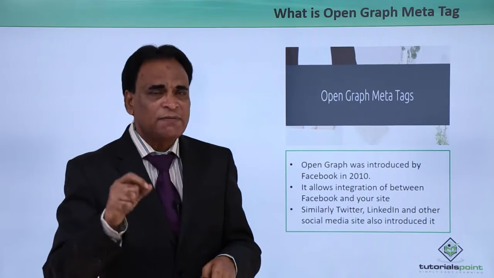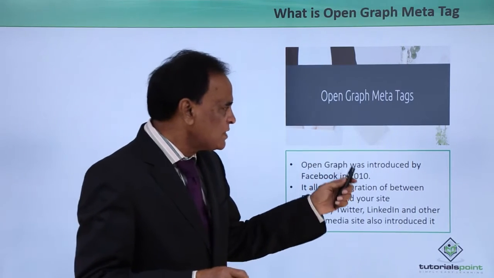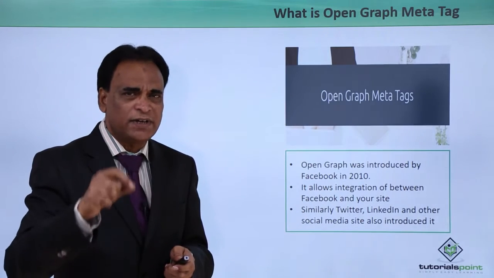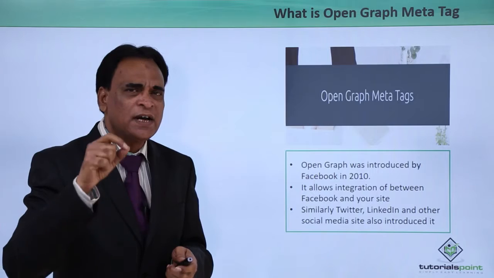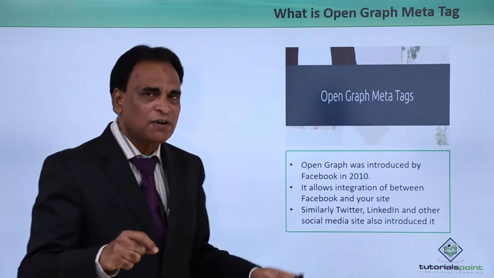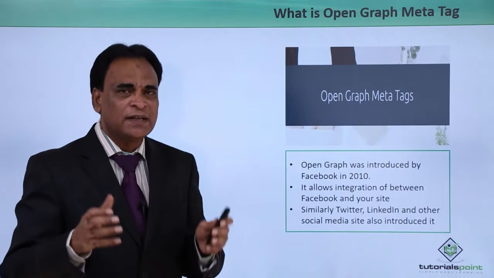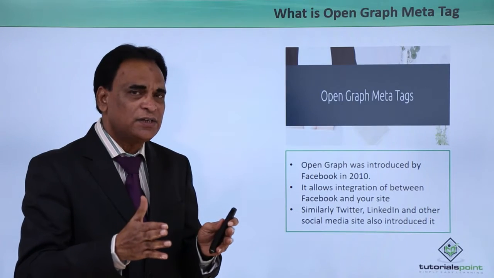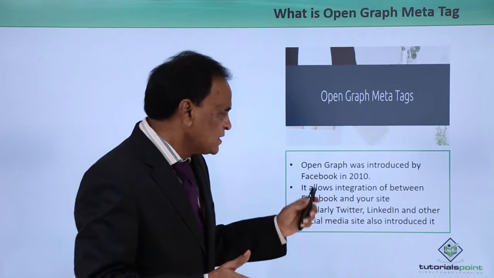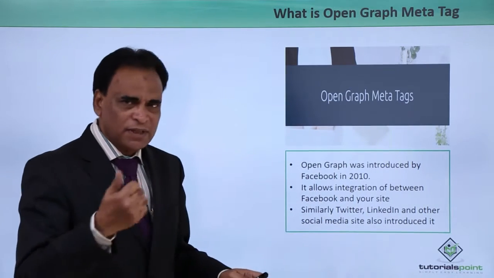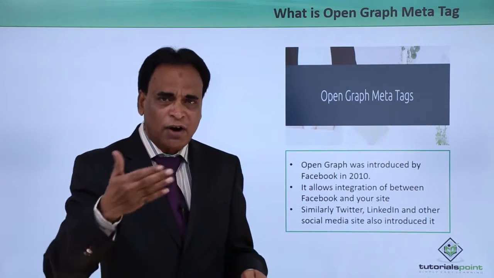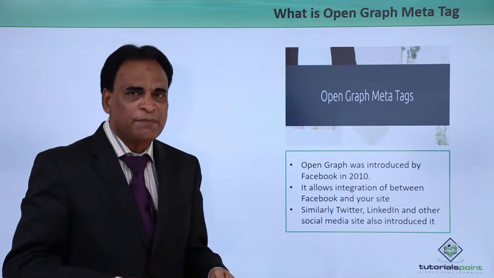What is Open Graph Meta Tag? Open Graph Meta Tag was introduced by Facebook in 2010. It is considered a very good practice. It offers a rich user experience. It allows an integration of Facebook and your website. Facebook and your website can be integrated using Open Graph Meta Tag. Similarly, after Facebook, some other social networking sites, including Twitter and LinkedIn, have also introduced Open Graph Meta Tags.